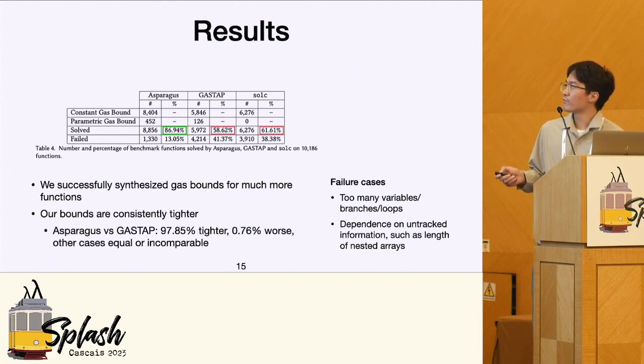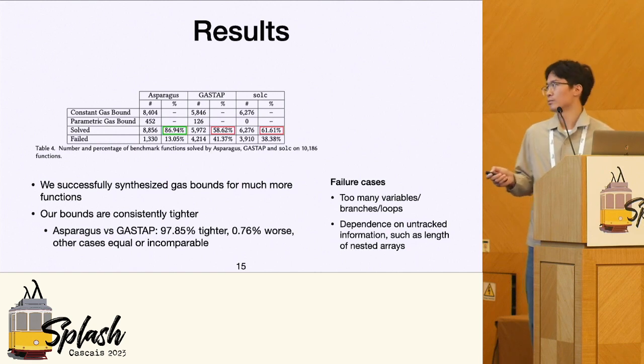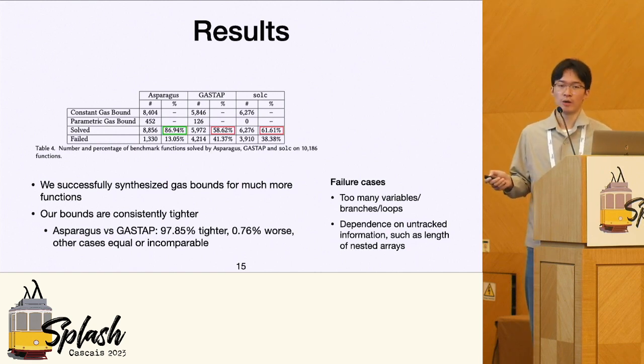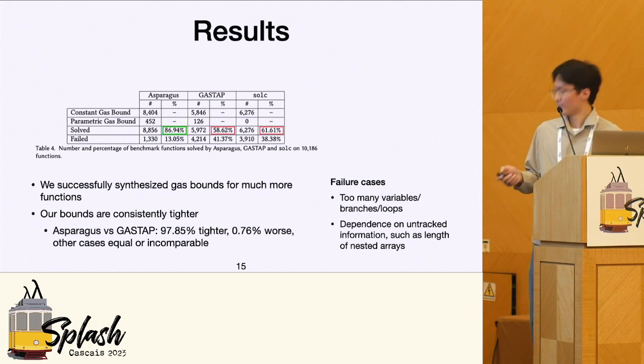There are some failure cases, and the reason might be too many variables, too many branches, too many loops, so our constraint solvers still get stuck. It's also possible that the bound depends on some untracked information, such as the length of nested arrays, due to some weird thing in Ethereum.